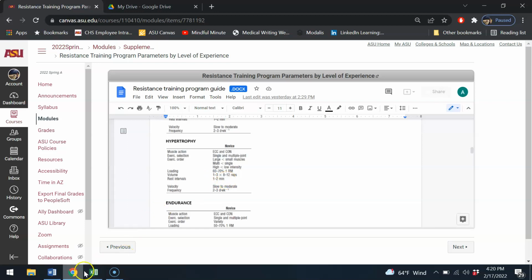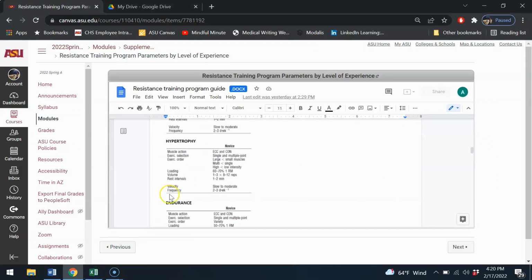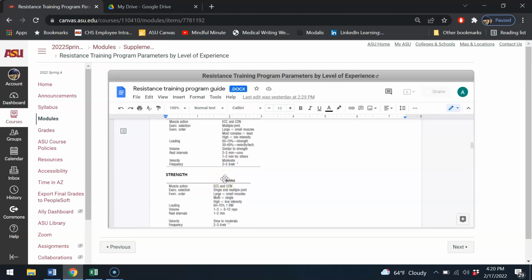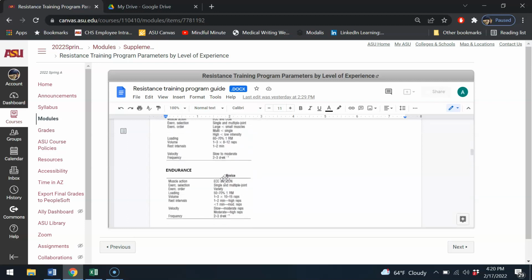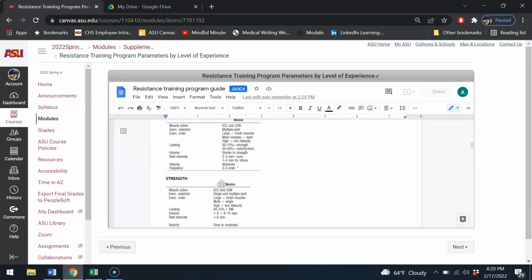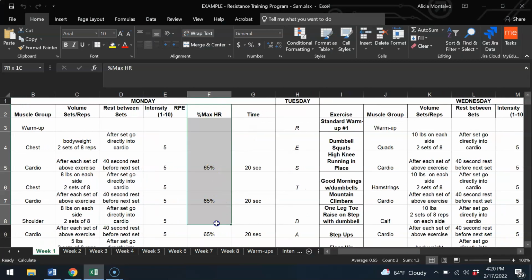So just follow this. The intensity, if it's 1 through 10, we're working at a 6 to a 7. If we're working in hypertrophy, actually, I think for all of these, they're probably about the same. Yeah, they're all about the same for a beginner, because everybody in the beginning is essentially training about the same. Percent heart rate max, I don't really, unless you have selected to do interval training, which I really want to discourage you from doing here in the beginning while you're just learning.